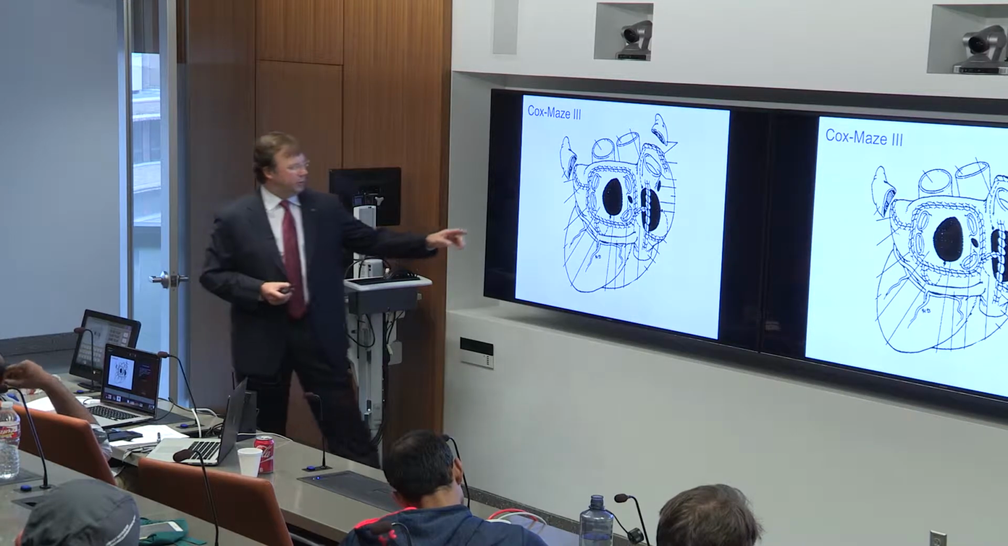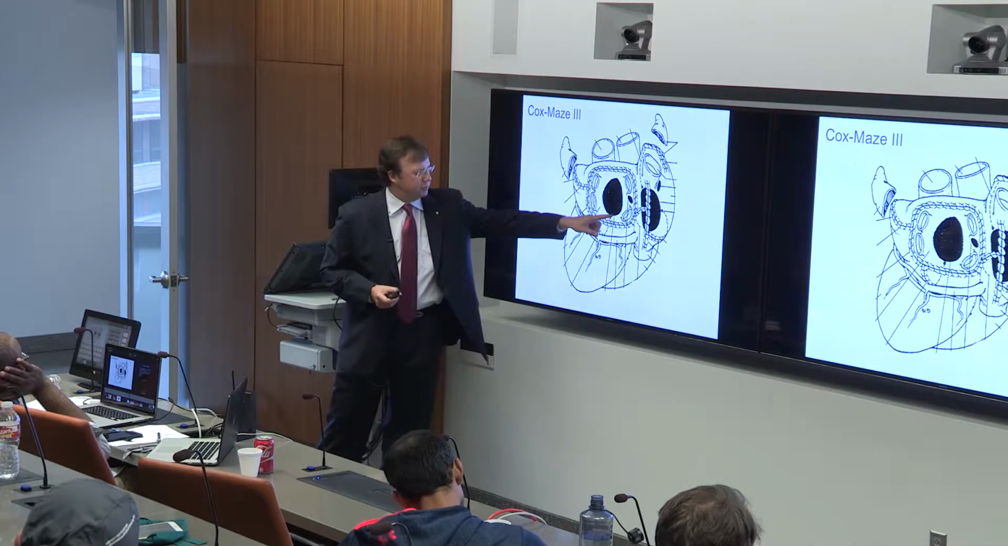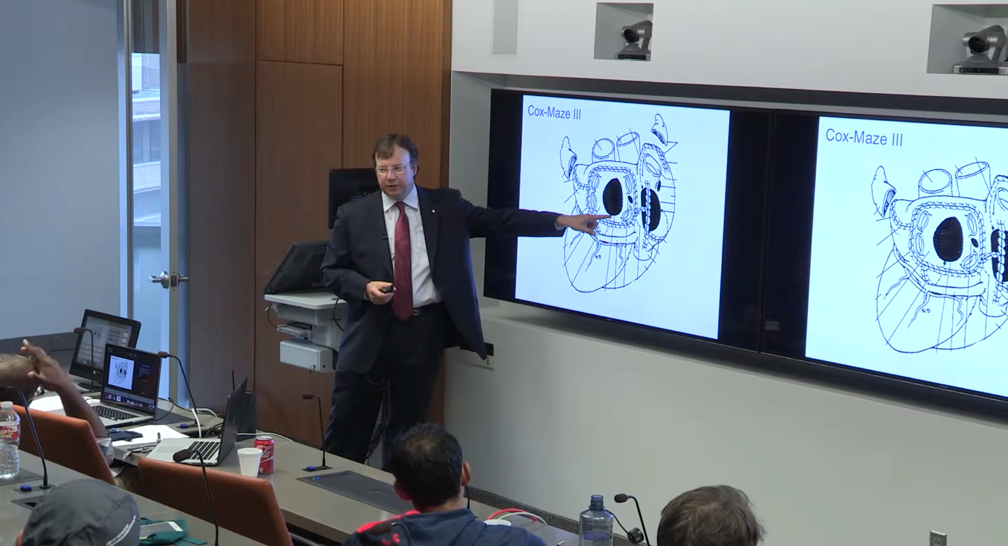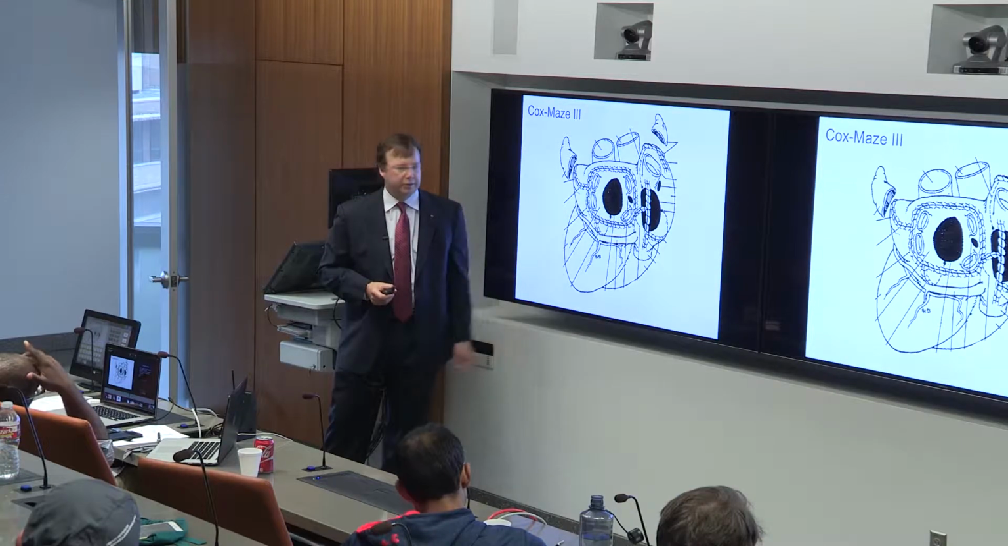And so you want to be sure you get this mitral isthmus line. It has to go all the way to the mitral annulus. If you don't get across the mitral annulus, you're going to run the risk of left atrial flutter.